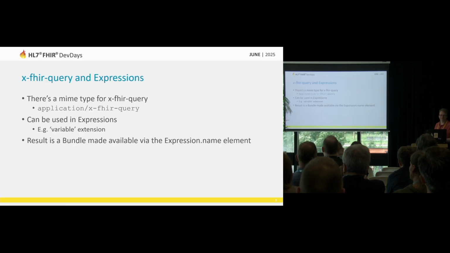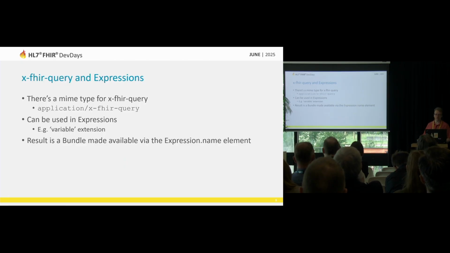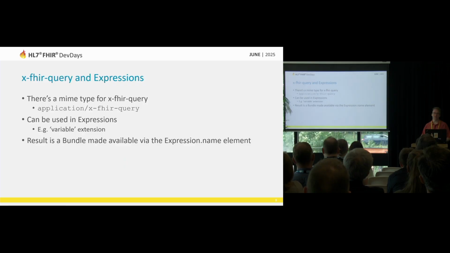If you want to embed this inside of a questionnaire, you'll do that using the expression data type. So there's a variable extension of type expression that we often use. We have a MIME type for it, which is application/x-fhir-query. And if you run it inside of an extension, the result of executing that query will be a search bundle. And that search bundle is then made available according to the name in your expression. And you can then actually navigate that in subsequent queries or other expressions.